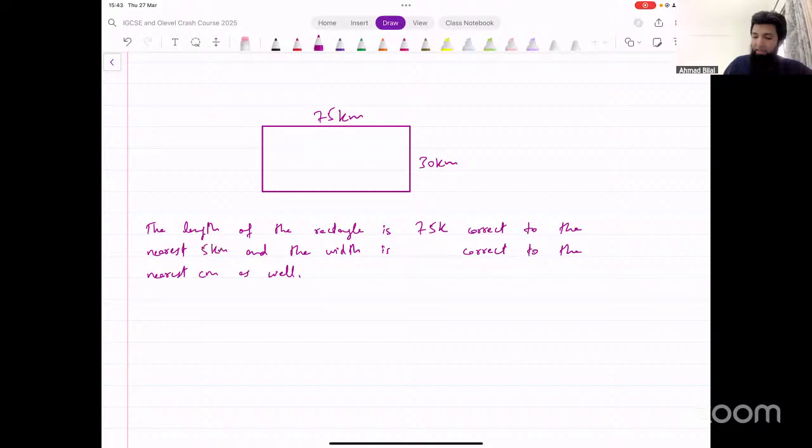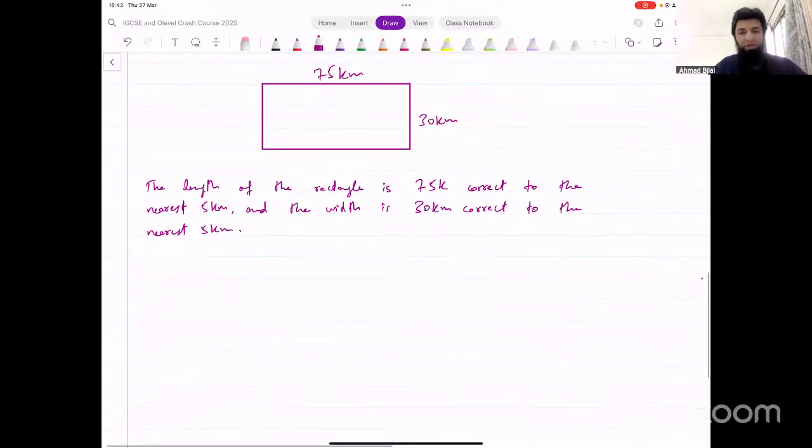And the width is 30 kilometers, correct to the nearest 5 kilometers. Given this, what is the maximum possible length of this rectangle and what is the minimum possible length of the rectangle? Now, this is the formula that we're going to remember for this.